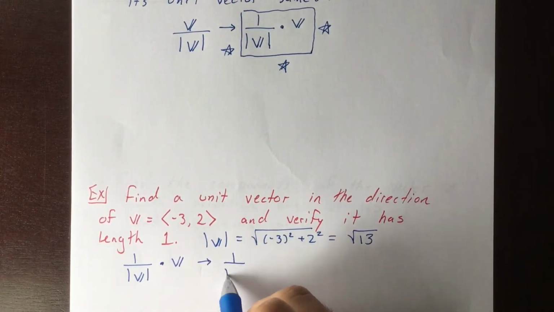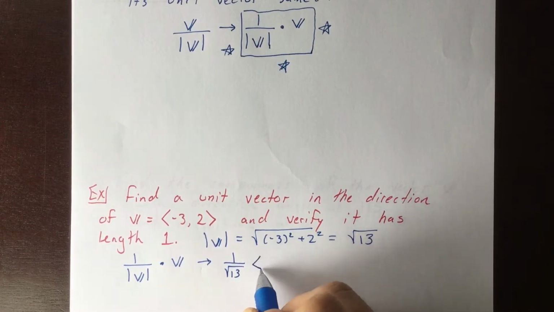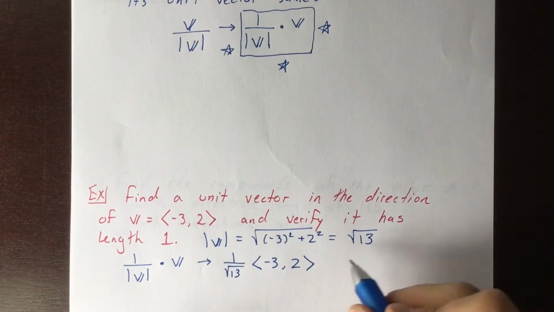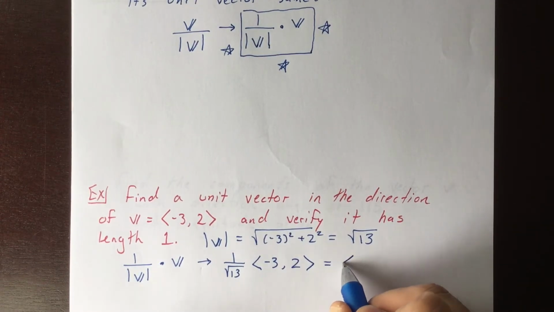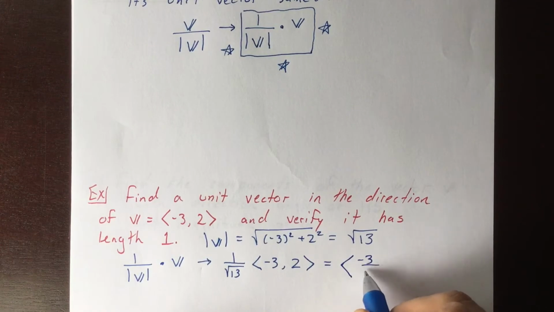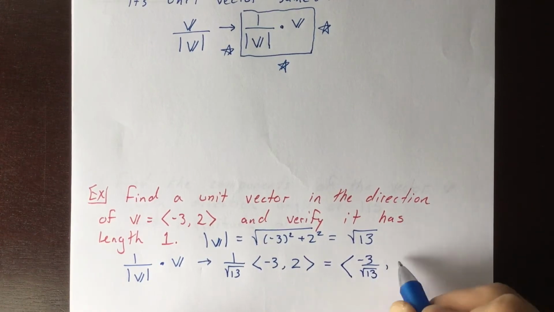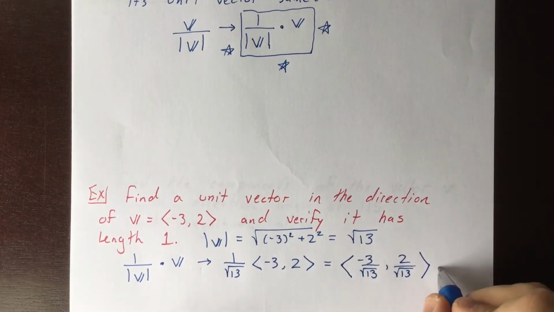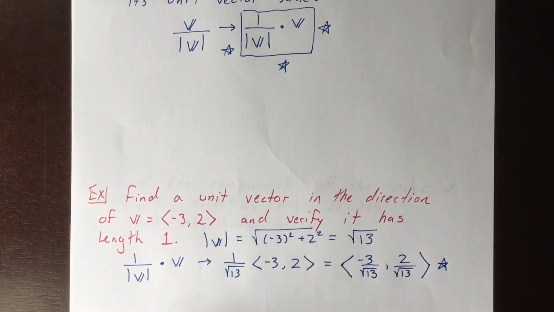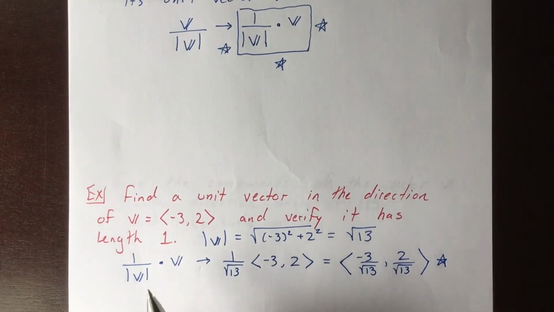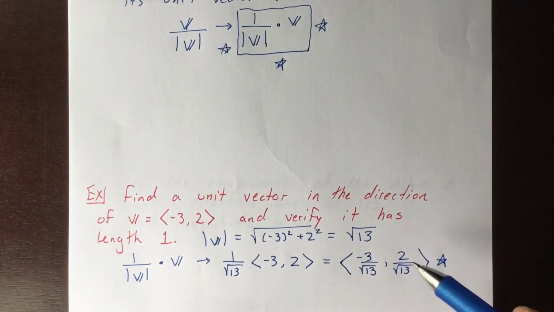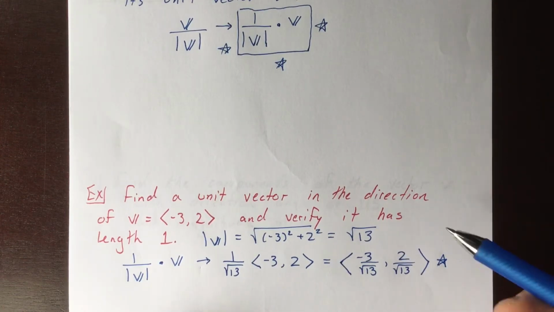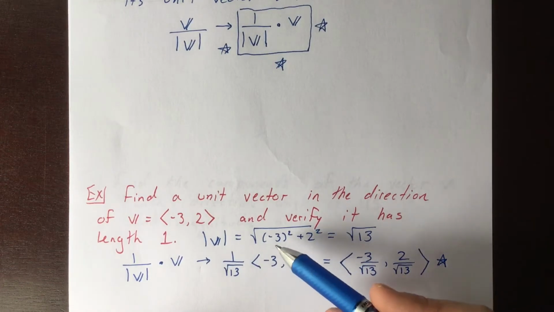So we get 1 over square root of 13 multiplied by <-3, 2>, which is <-3 over square root of 13, 2 over square root of 13>. And here we have our unit vector. So based off of the formula, this should have a magnitude of 1. How do we find the magnitude of a component form? Well, we just did it here.